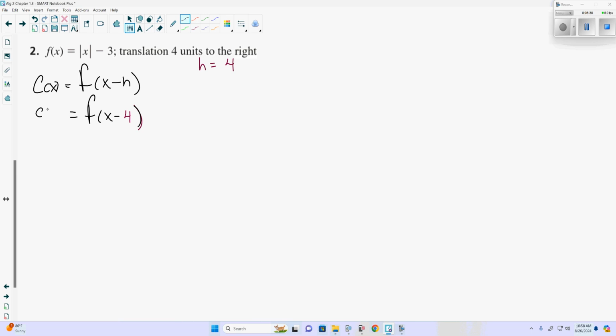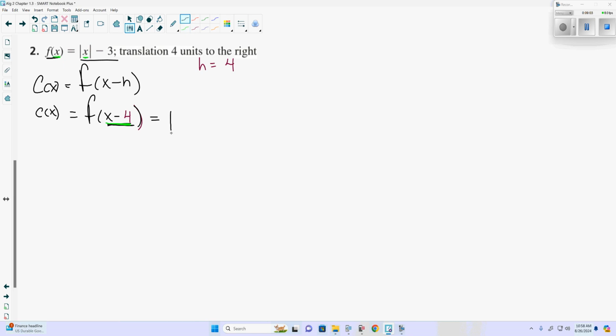All right. This is still our c of x. Now our f of x equaled the absolute value of x minus 3, yes? Well, we don't have f of x anymore. We have f of x minus 4. We have the whole expression. So we replaced this x here with x minus 4, which means every x in the function has to be replaced with x minus 4.